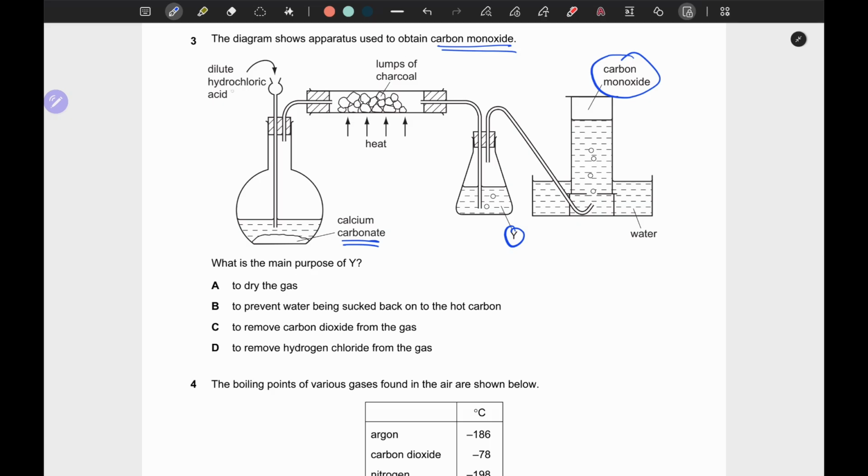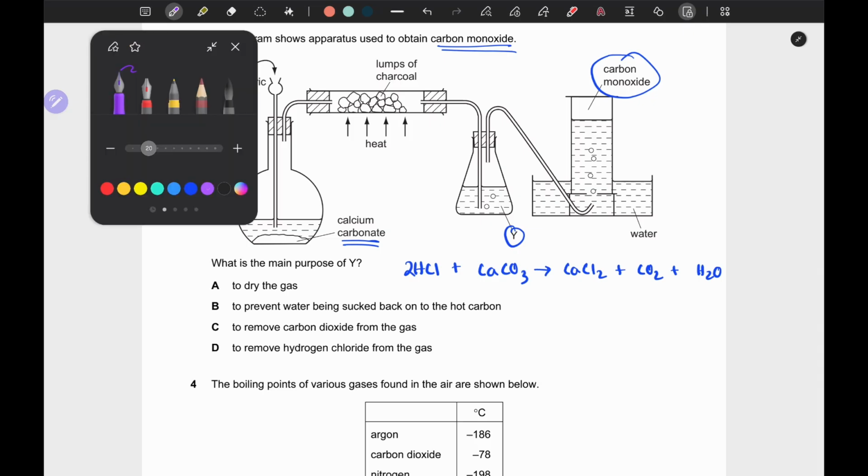Now, the reactions involved over here are, so dilute hydrochloric acid and calcium carbonate are reacting. So HCl plus calcium carbonate, so CaCO3. And the products for this reaction should be CaCl2 plus CO2 plus H2O. And to balance it out, even though the balancing isn't important for this question, we just add a 2 over here. So this is the first equation.